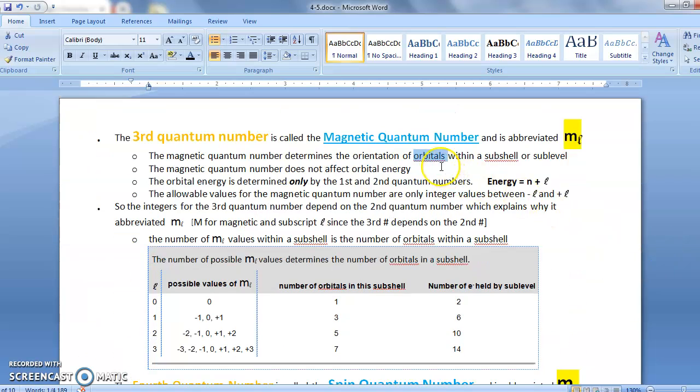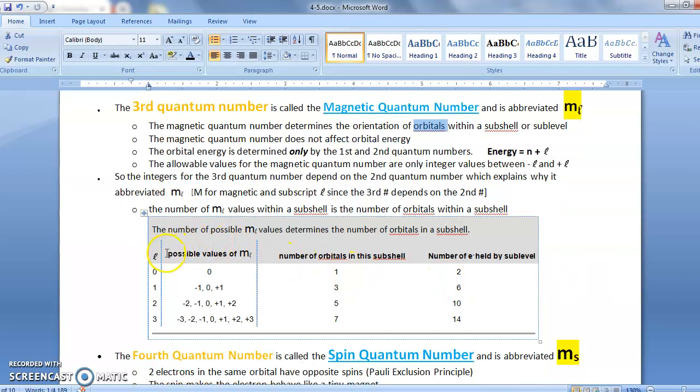So how do they get that third number? That third number is allowed to be minus the second number to positive the second number. That's why it's abbreviated m sub l. So if your second number, l, is 0, the third number has to be a 0. If the second number is a 1, the third number is allowed to be minus the second number to positive the second number. So it's minus 1, 0, and 1. That's 3 numbers, so there's 3 orbitals.